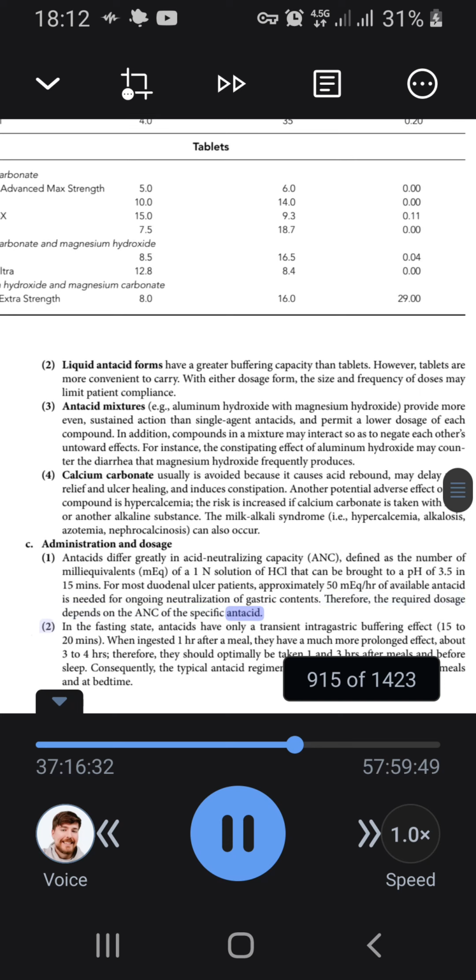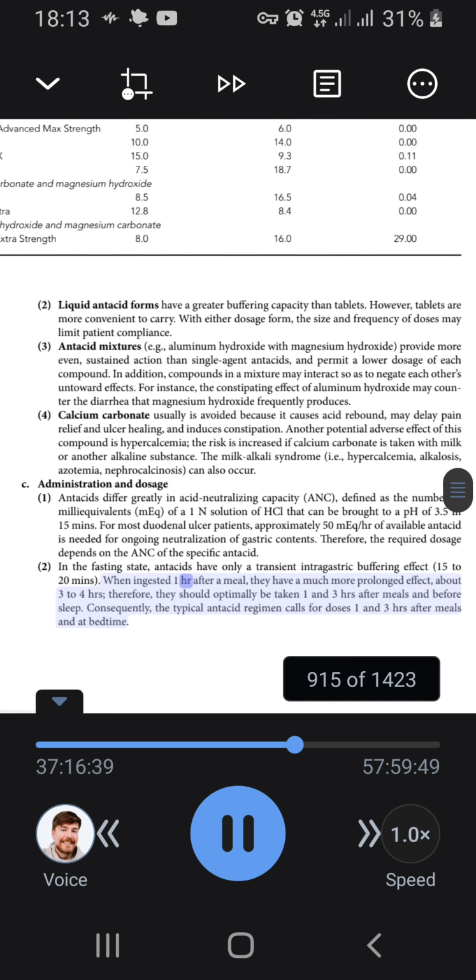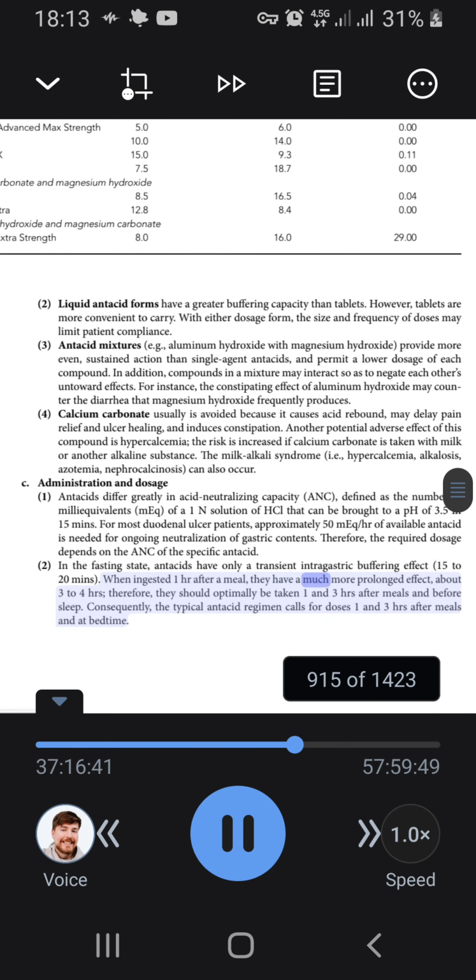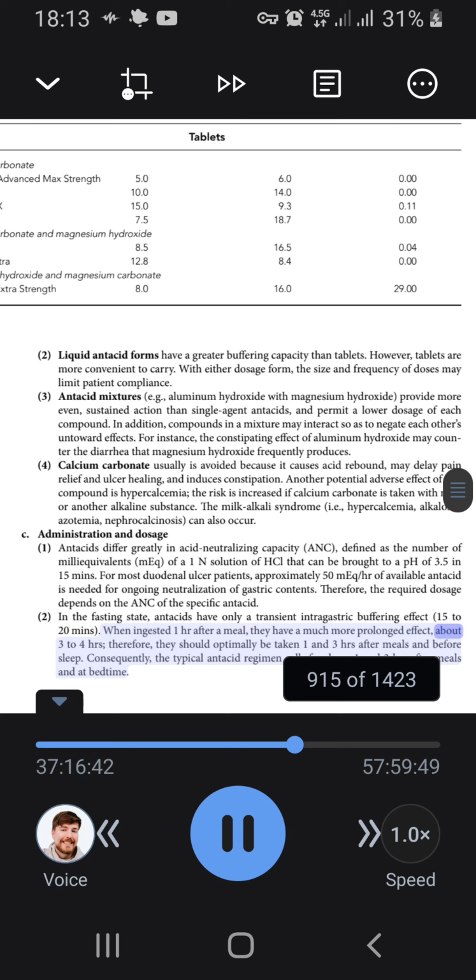2. In the fasting state, antacids have only a transient intragastric buffering effect, 15 to 20 minutes. When ingested 1 hour after a meal, they have a much more prolonged effect, about 3 to 4 hours. Therefore, they should optimally be taken 1 and 3 hours after meals and before sleep. Consequently, the typical antacid regimen calls for doses 1 and 3 hours after meals and at bedtime.